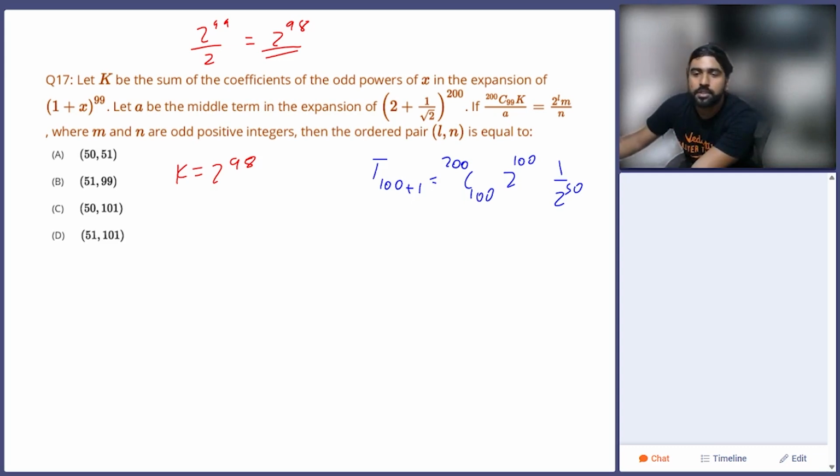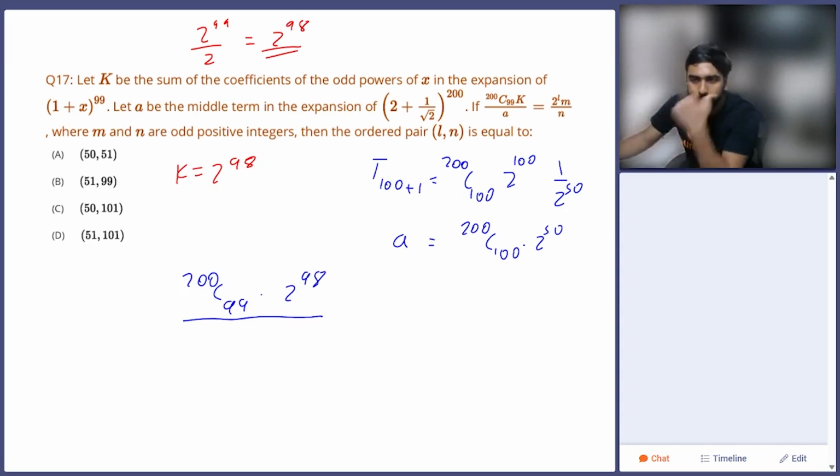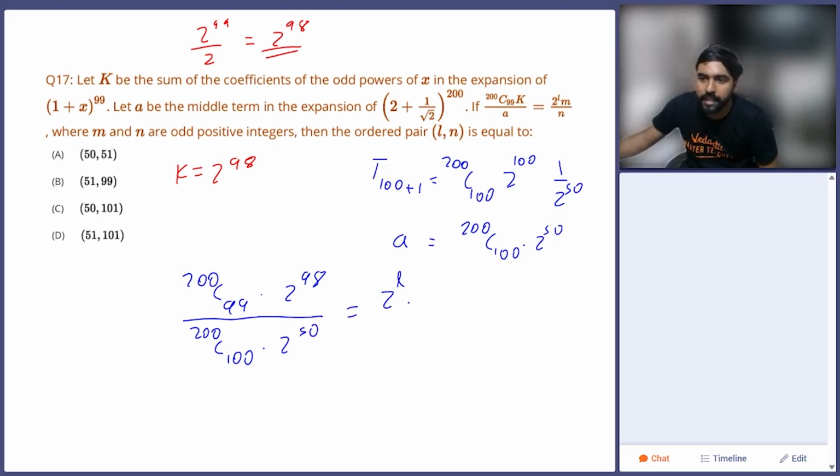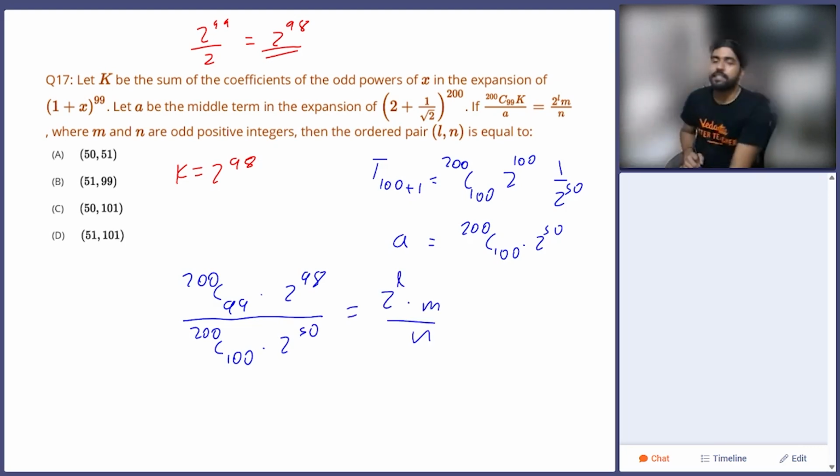So what is this equal to? This is your A, which is 200C100 into 2 power 50. So now you have been told that 200C99 into K, which is 2 power 98, divided by A, which is 200C100 into 2 power 50, is equal to 2 power L into M by N. Okay. So first things first, I can cancel these two out. I can get a 2 power 48.